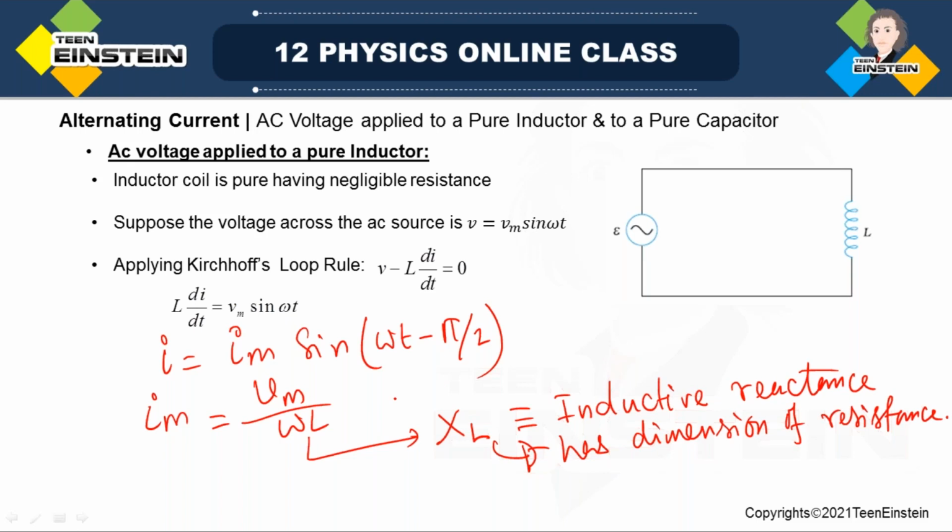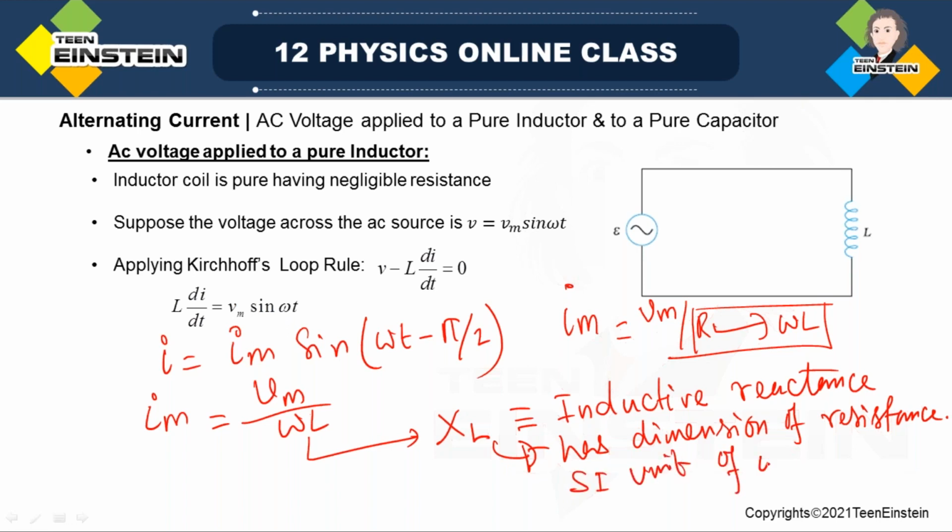That means what? In the pure resistive circuit, we have seen the current is Im is equal to Vm by R. So here omega L is omega into L. This is actually serving that purpose of R, omega into L. So these two are actually equivalent to each other. That means I can say that omega into L, it is having dimension of resistance and its SI unit will be ohm.